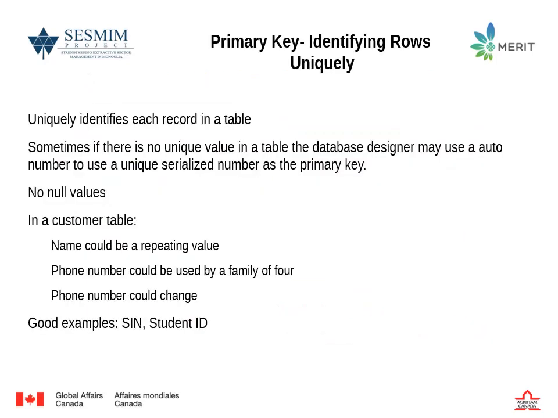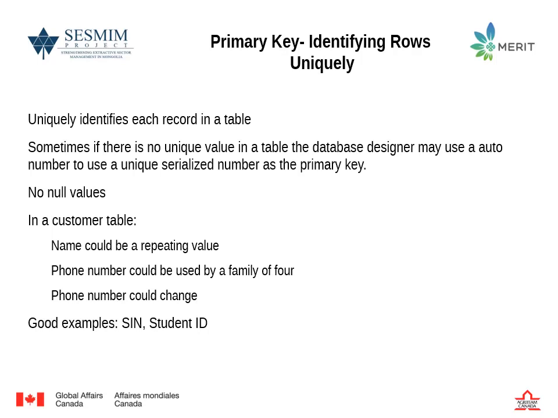A primary key is an attribute in a table that identifies each row uniquely. So I have here as an example, in a customer table, name could be a repeating value. You could have multiple people with the same name, same last name. If you used a phone number, it could be used by multiple people, and the phone number could potentially change.